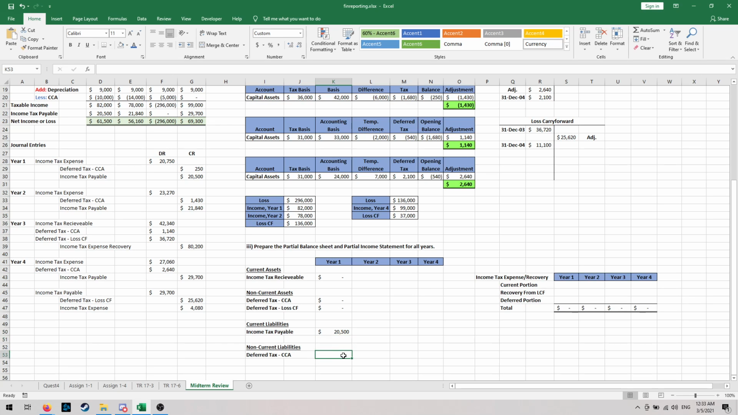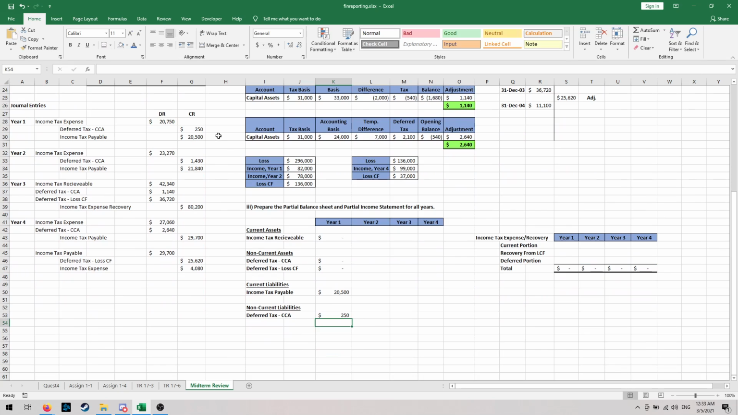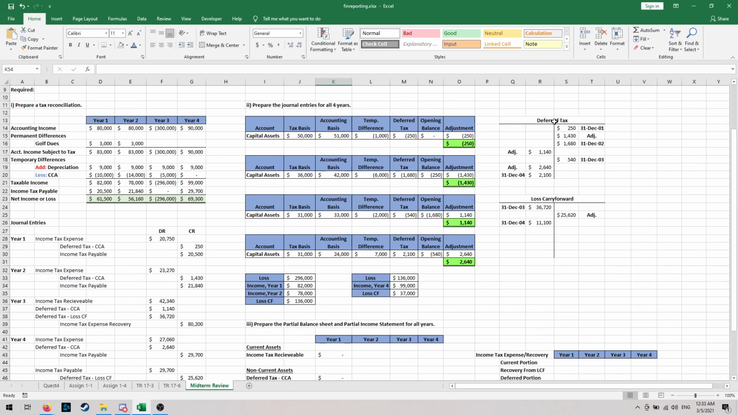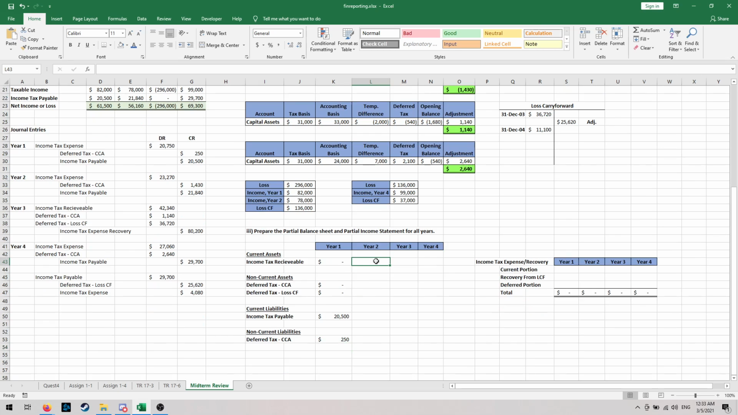And finally, we had a deferred tax liability. That's what this is. So it was equal to $250. And you can see it here in the credit account, here as a negative, and here as a credit in our deferred tax T account. So that means it's a liability. So let's move on to year 2.